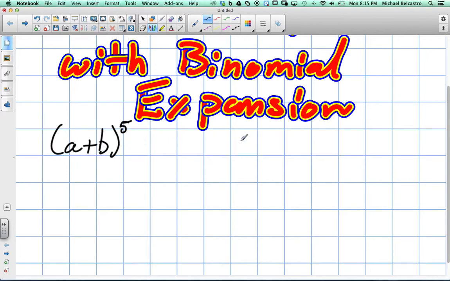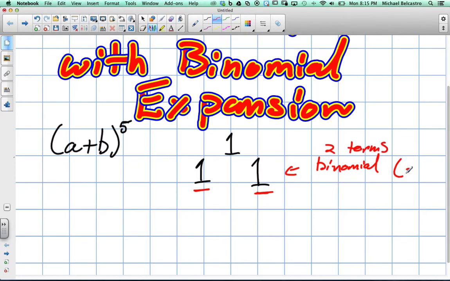So if you're familiar with it, it starts with the number 1, right? And then in the second row we have 1 and 1. Now in the second row, this is where you have a binomial, because there are 2 terms. Binomial means 2, so 2 terms is where binomial expansion really starts. So this is where we'll write our (a + b) to the power of 1.